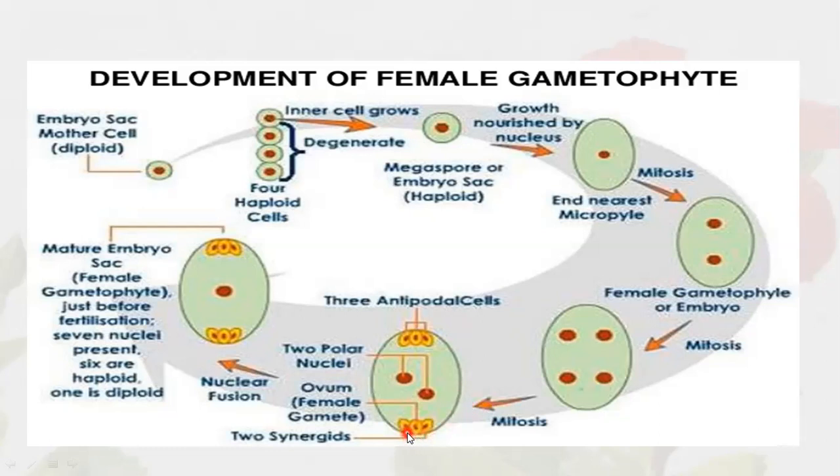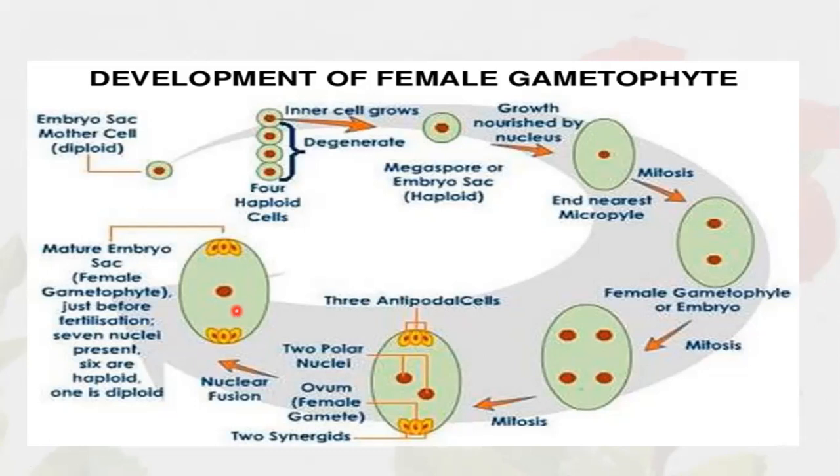This is the synergid, and this is the egg cell, which will fuse with the male gamete to form a zygote. These are the polar nuclei, which will fuse to form the secondary nucleus, and these three are the antipodal cells. This is the mature embryo sac. Now, the shifting of the nuclei. See, here are the three cells at the chalazal end, three at the micropylar end, and at the center the polar nuclei are present. This is the mature embryo sac, which gives us the female gamete to fuse with the male gamete for the formation of the zygote.